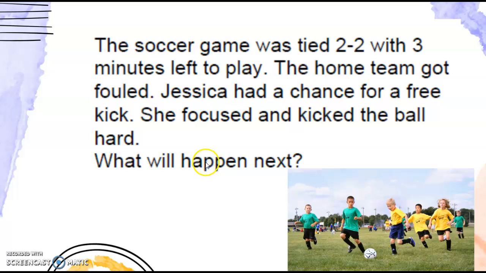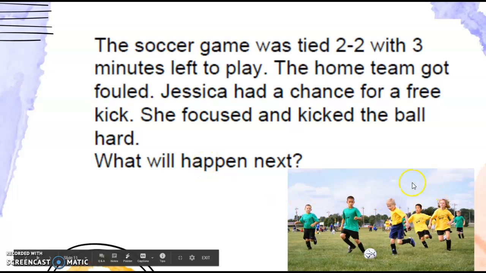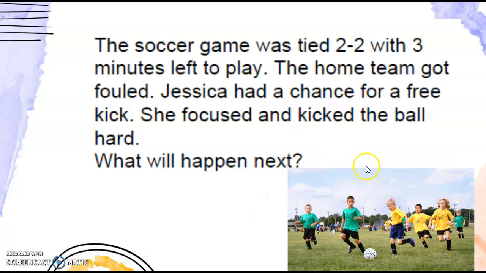All right, let's try another one. Listen to this. You could probably look at this picture right here and make a small prediction about what you think this passage might be about. All right, here we go. The soccer game was tied 2-2 with 3 minutes left to play. The home team got fouled. Jessica had a chance for a free kick. She focused and kicked the ball hard.